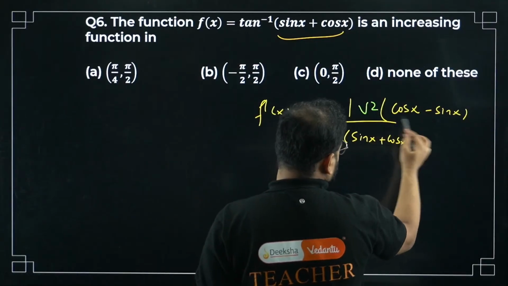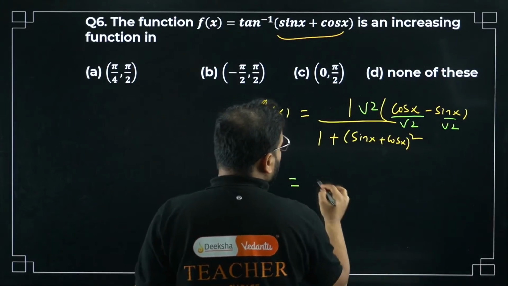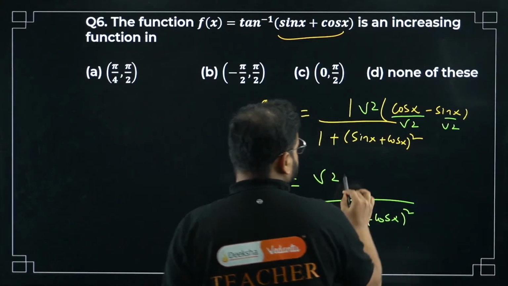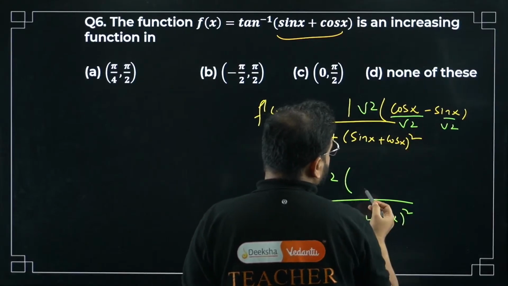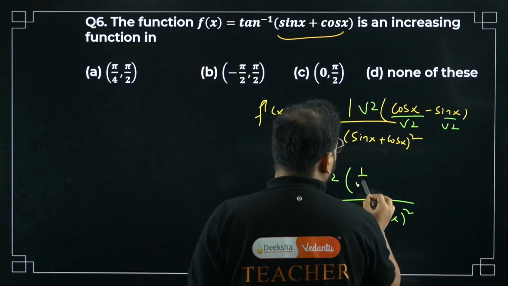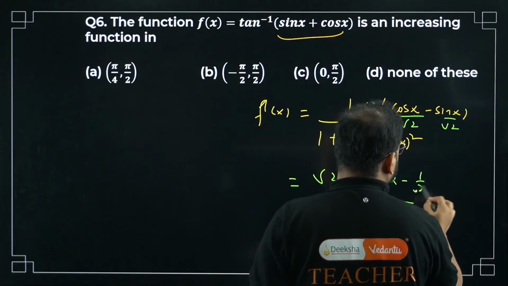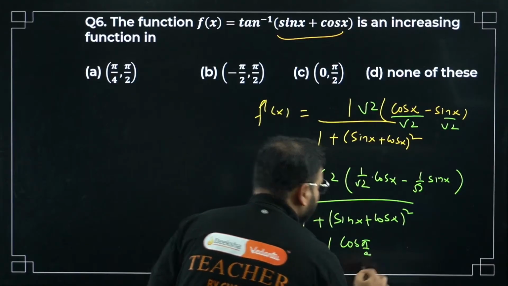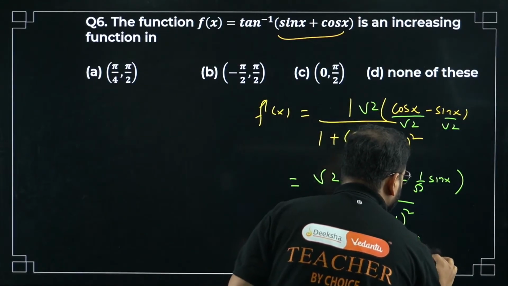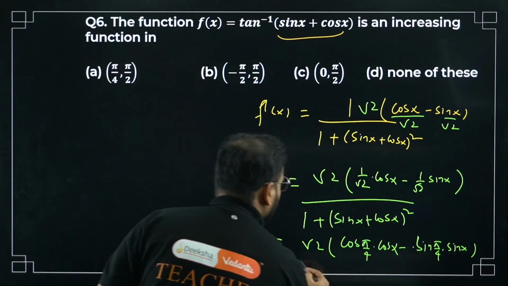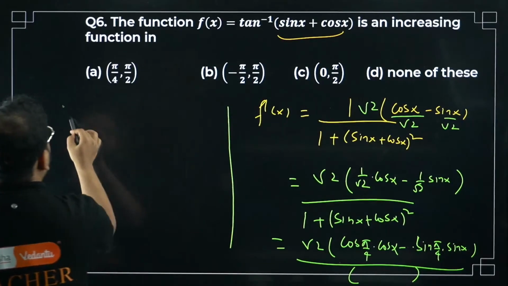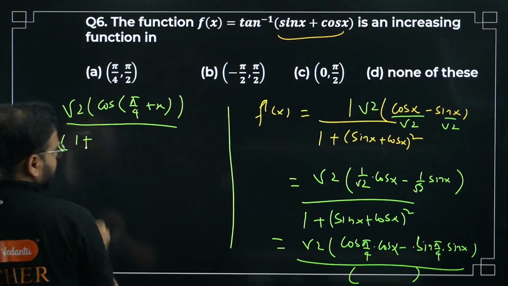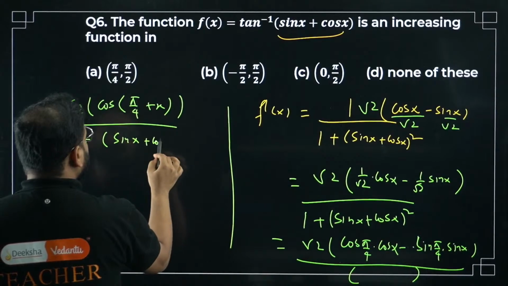Multiply here with root 2 and divide by root 2 as well. Check the magic now. You'll have root 2 outside, with the same denominator, 1 plus (sin x plus cos x) the whole square. Over here you have 1 by root 2 times cos x minus 1 by root 2 times sin x, which gives root 2 into cos pi by 4 into cos x minus sin pi by 4 into sin x, and the denominator remains as it is. So I get root 2 times cos of (pi by 4 plus x), divided by the same thing, 1 plus (sin x plus cos x) the whole square.